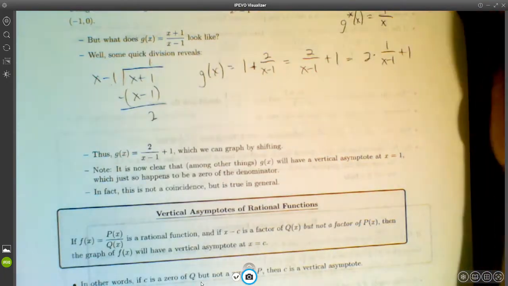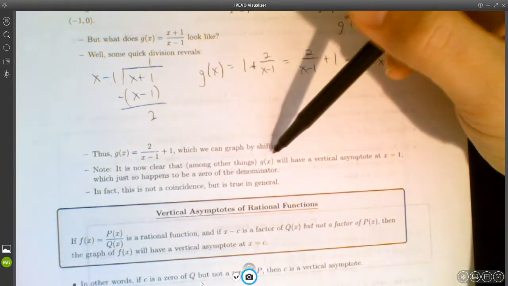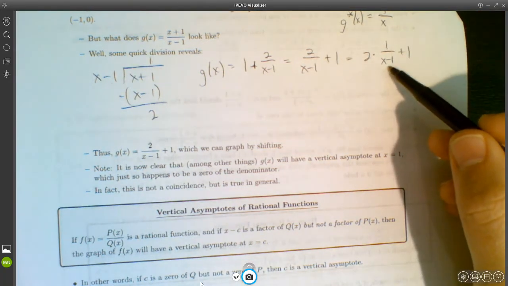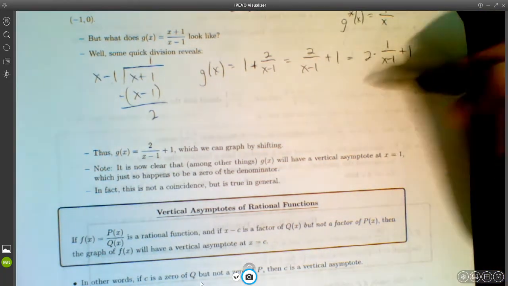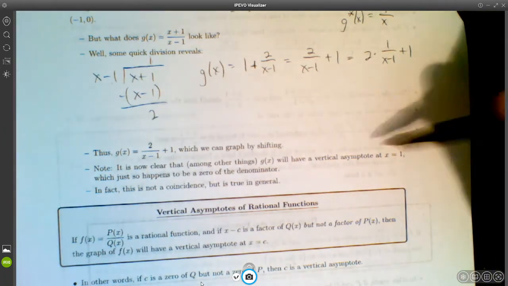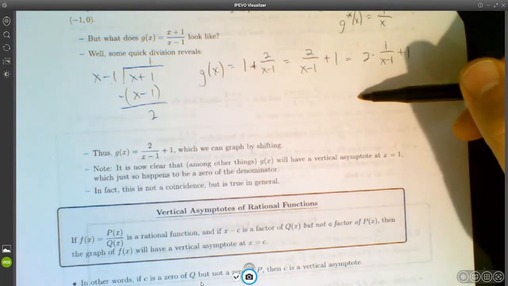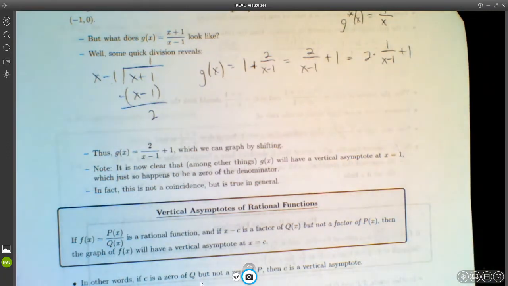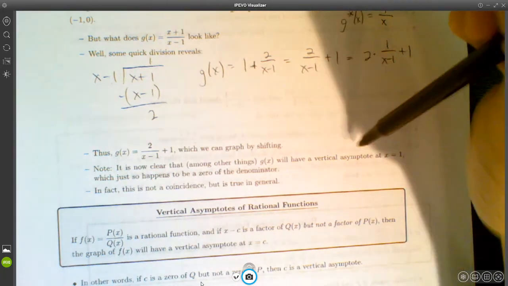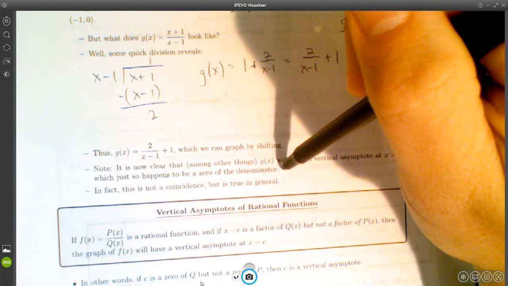Okay, so we can graph g just by shifting. It should also be clear, among other things, that g of x is going to have a vertical asymptote at x equals 1, because we shifted the whole thing right 1 unit. So the vertical asymptote that we usually have at 0 is going to be a vertical asymptote at 1 now. It also is going to have a horizontal asymptote at 1, because the horizontal asymptote that we usually have at 0 is going to be shifted up 1 unit. We'll talk about the horizontal asymptote in a second, but it should be pretty clear that the vertical asymptote is at 1, which just so happens to be a 0 of the denominator.